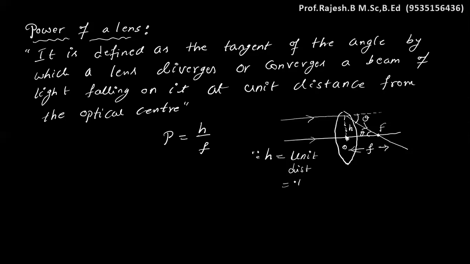Then it will be considered as just 1. Therefore, we can write P is equal to 1 by f. Understood? So this is the meaning of power of lens.